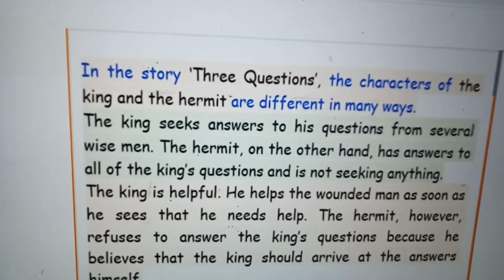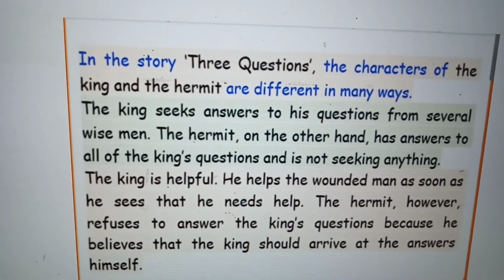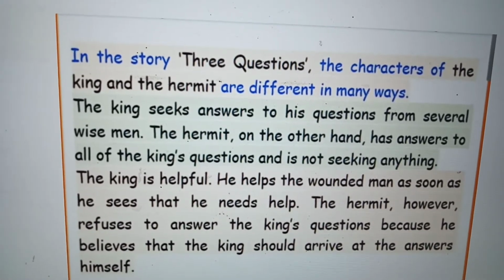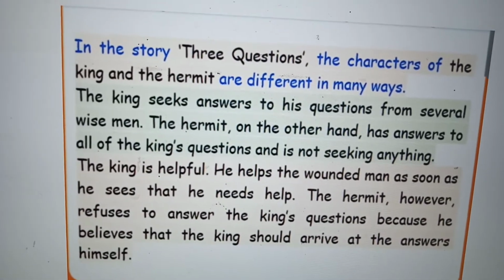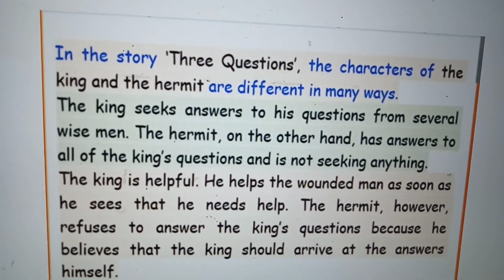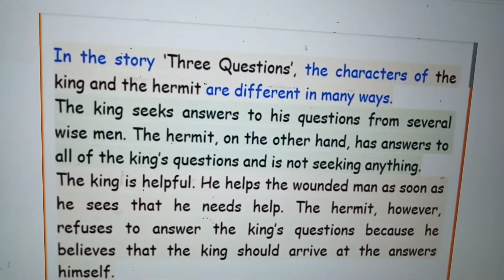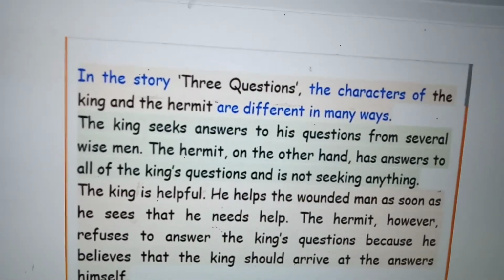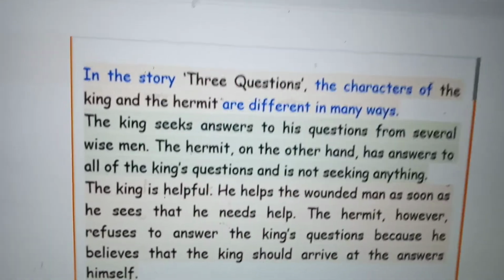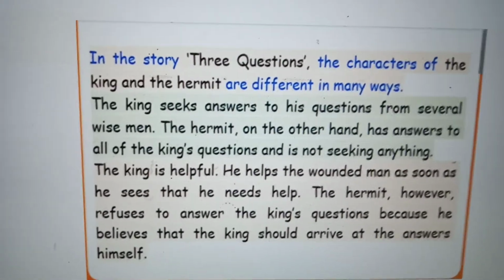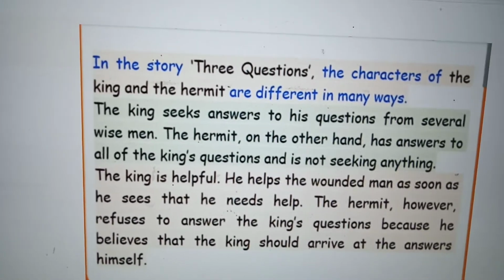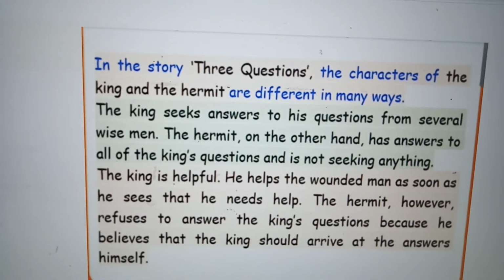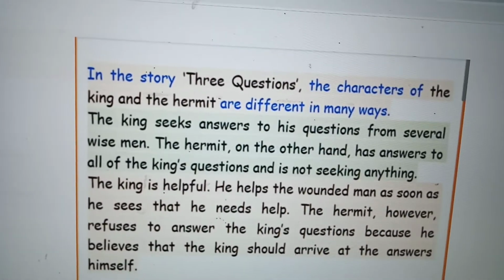Okay, in drafting, in the story, you started like this. In the story, The Three Questions, the characters of the king and the hermit are different in many ways. The king seeks the answers to the questions from several wise men. Okay, first they are starting with how that is different. The king is helpful, he helps. So the whole paragraph is around comparing the king and the hermit. Okay, like that you have to compare and write.